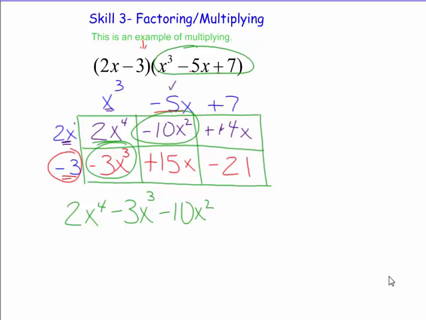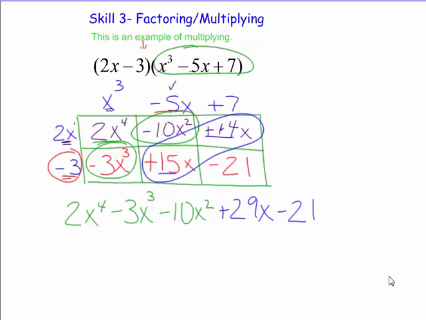Finally, when you look for your regular x's, you see that you have like terms to combine, and we just add these together. Positive 14x and positive 15x is going to give us positive 29x, and then we just have our constant of negative 21. Double check, make sure it's in standard form, and there you are.